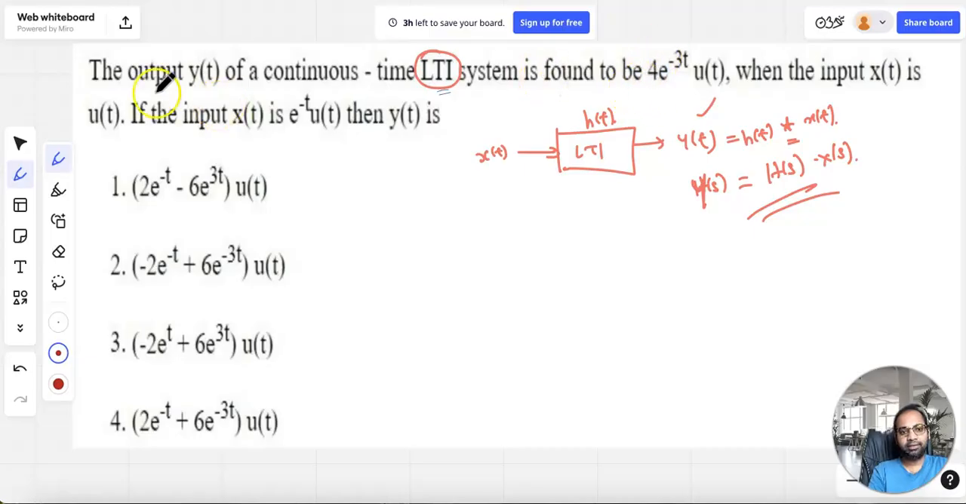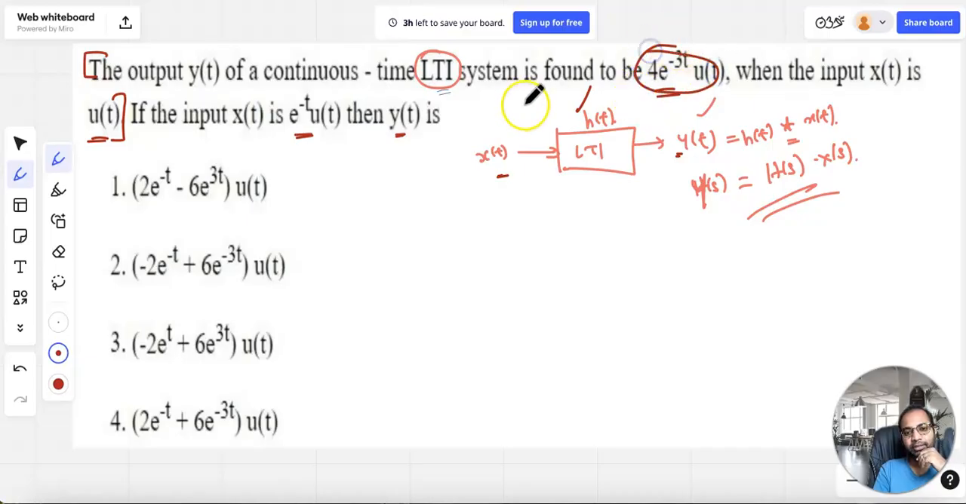In the first case, if you observe from here to here, one case is there. In this case they provided the y of t as well as the x of t. With the help of y of t and x of t, we need to find the transfer function of the system. The second part of the question is that they changed the input and are asking to find the output for the same system.